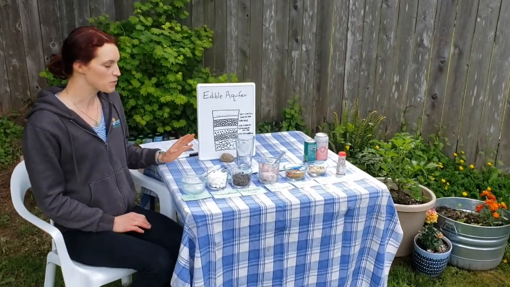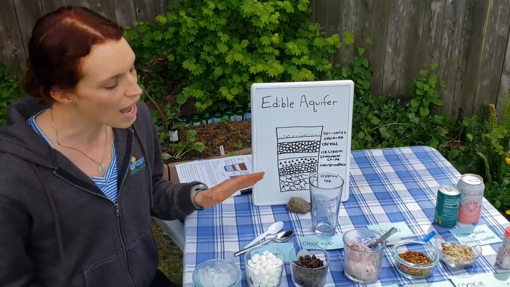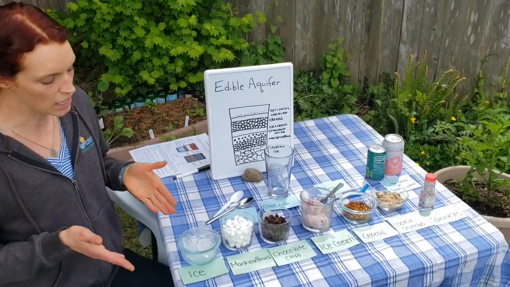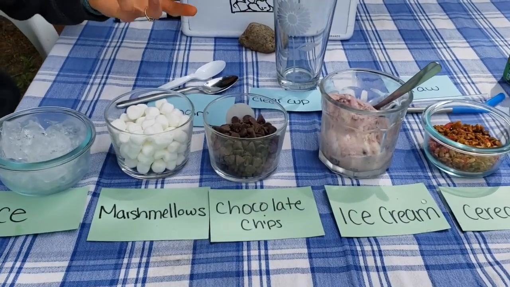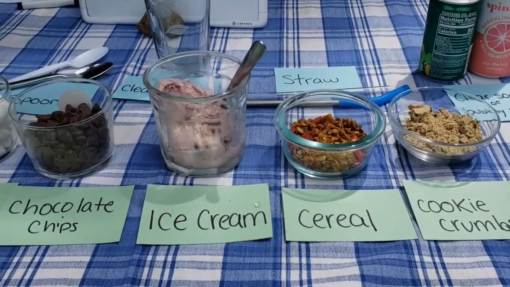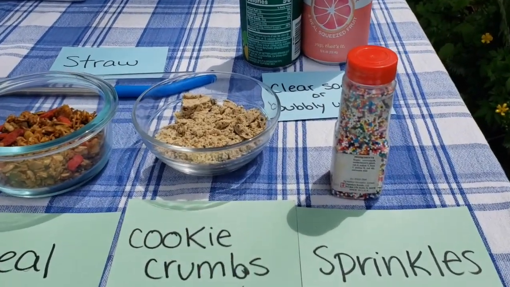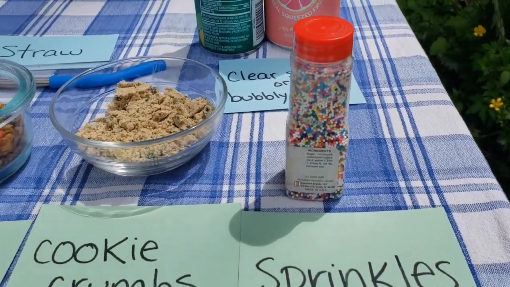For this experiment, we have a few different things, and I want you all to know that you can get creative. If you don't have the exact item, use something that will work in a similar way. So starting here, we have crushed ice, marshmallows, or maybe you have blueberries, chocolate chips, ice cream of any flavor, that will be important, some type of cereal, cookie crumbs if you have it, or just more crushed ice, sprinkles if you would like. Again, these are all optional.